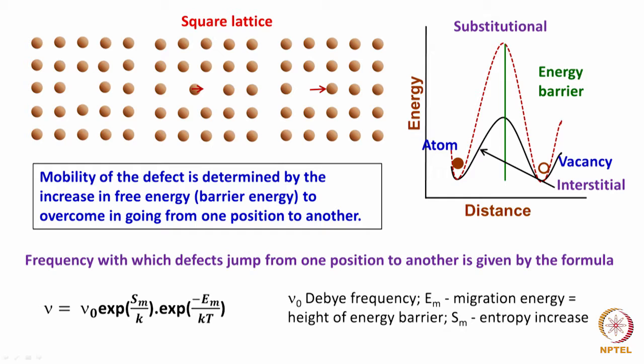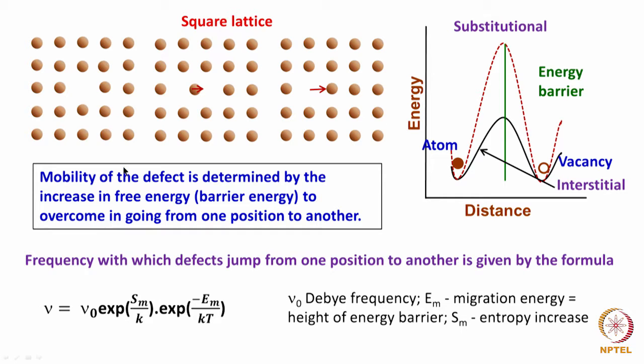Now let us look at the same case in a square lattice where it is not a hard sphere model. An atom has to come to this position, and from this position it has to jump, and only then will the vacancy shift from here to here, correct? I think this arrow should have been pointed in the other direction.